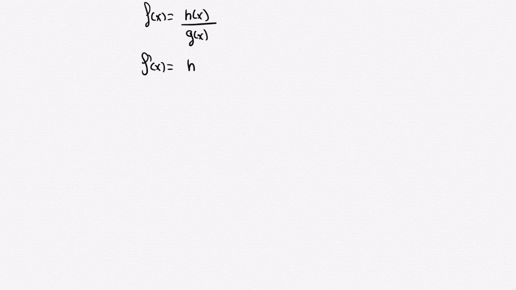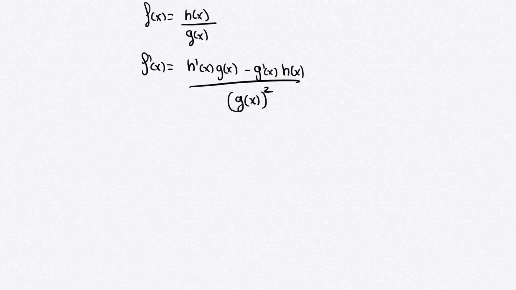So for the quotient rule, we have f of x equals h of x divided by g of x. So the derivative will be h prime of x, g of x, minus g prime of x, h of x, divided by g of x, the whole thing squared. So let's look at an example.